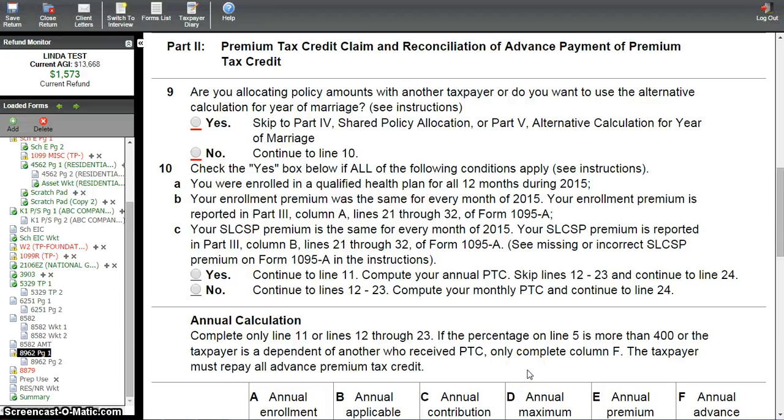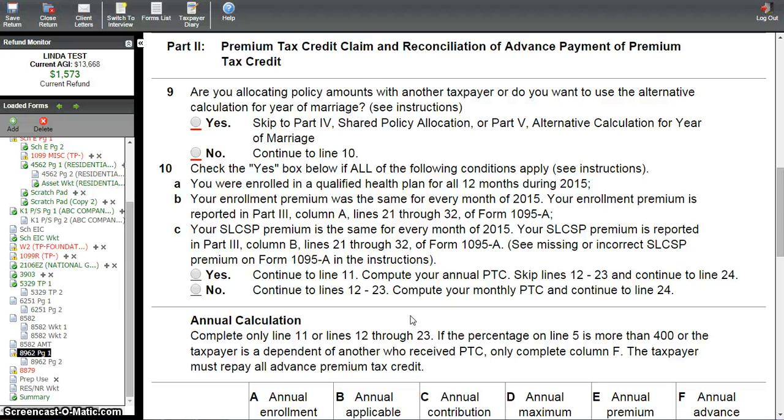In part two, the question number 9 asks about shared policies or alternative calculation for year of marriage. A shared policy allocation indicates that there's a Form 1095A, which has persons on it that are not all on the same tax return. Or there may be two 1095As covering the same. In other words, there's one insurance policy that covers people who are on different tax returns. Those returns and that calculation is out of scope for VITA.